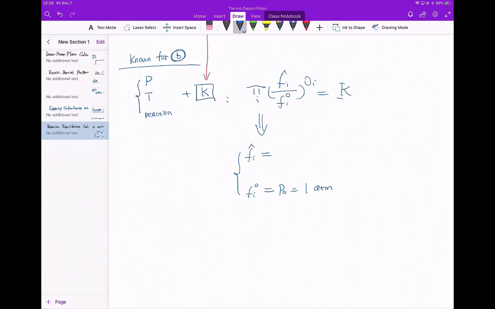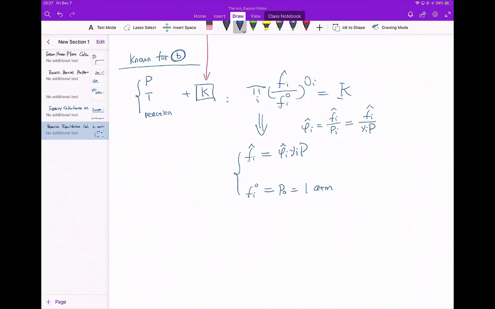For the fugacity of component i in the mixture, we try to convert that using the fugacity coefficient phi_i hat of the mixture with respect to the corresponding partial pressure. That is y_i times P total. P total is known. So therefore, the fugacity of component i in the mixture is the product of phi_i hat times y_i times P.